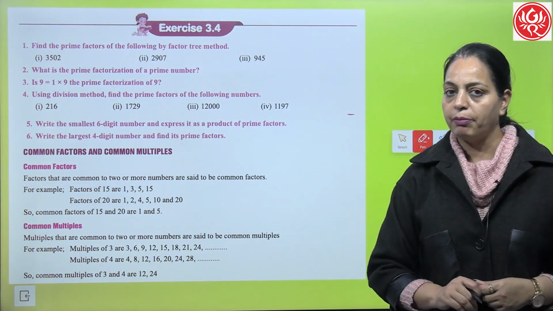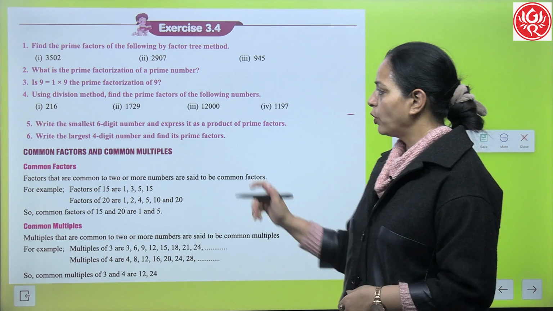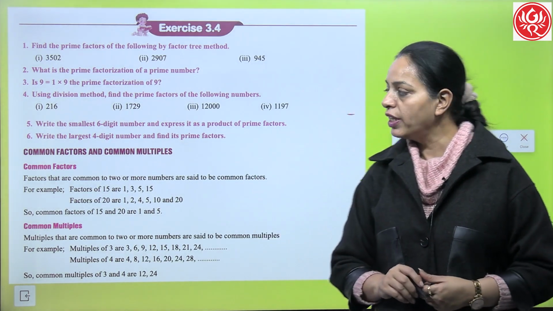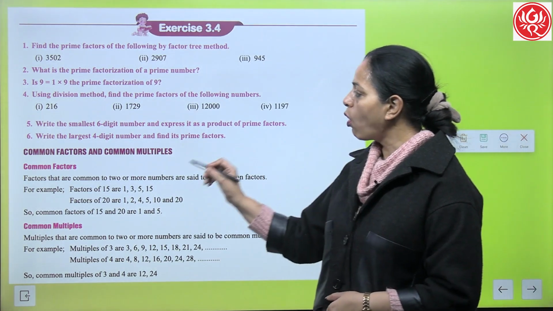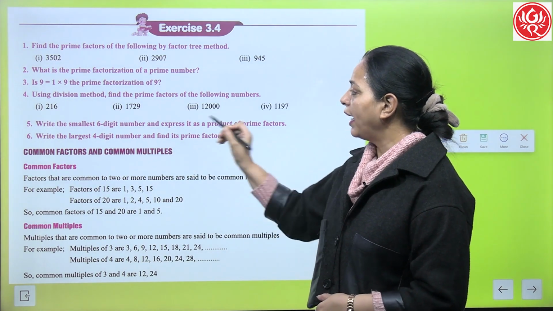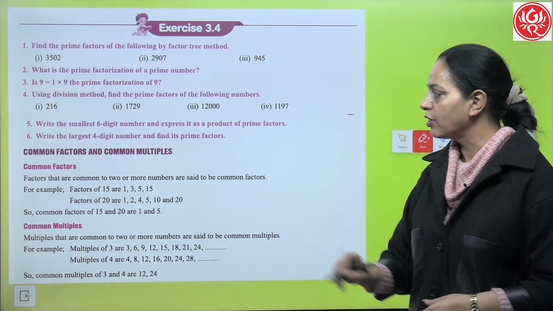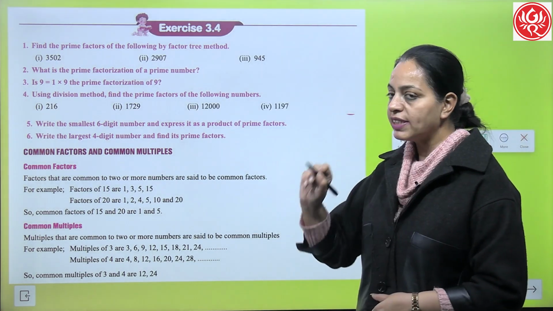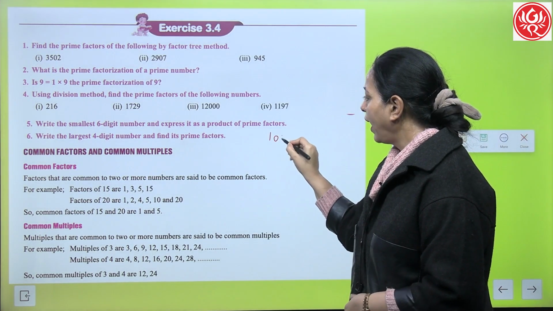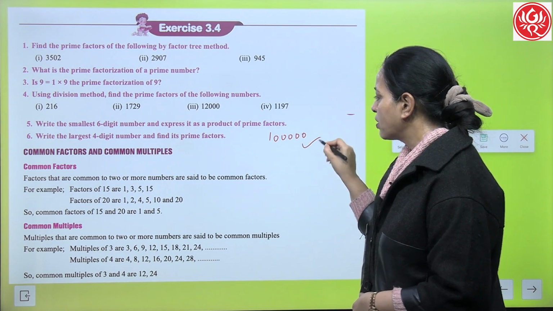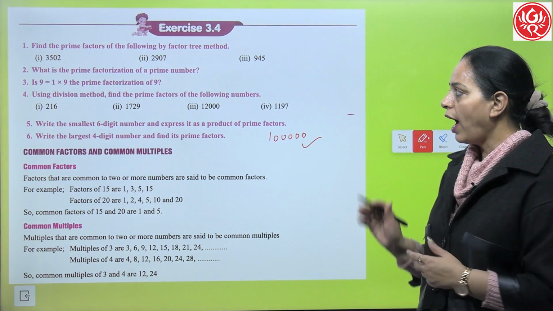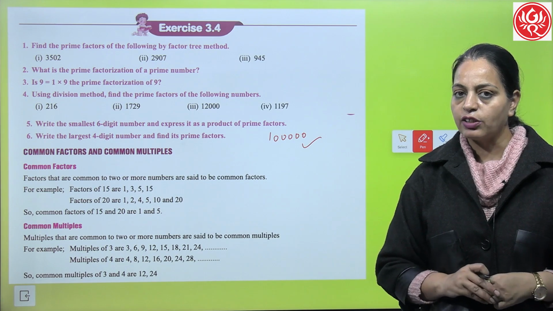Similarly, you can try the remaining parts, and similarly you can try the fifth and sixth questions. Like the fifth one, write the smallest 6-digit number and express it as a product of prime factors. So the smallest 6-digit number means 1 and 5 zeros. So you can try this one on your own. I hope these are clear to you.